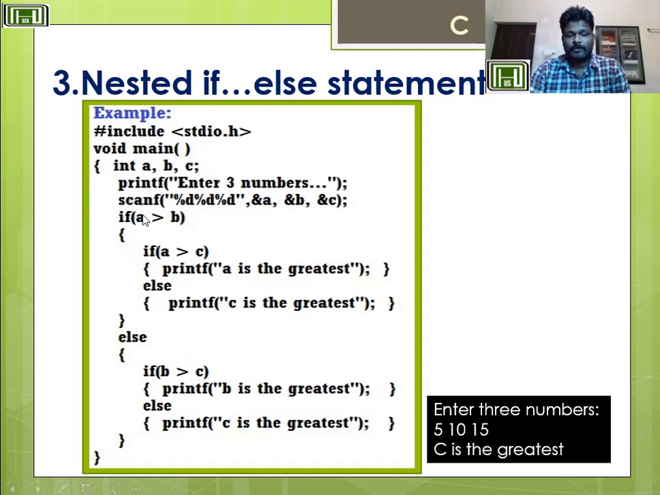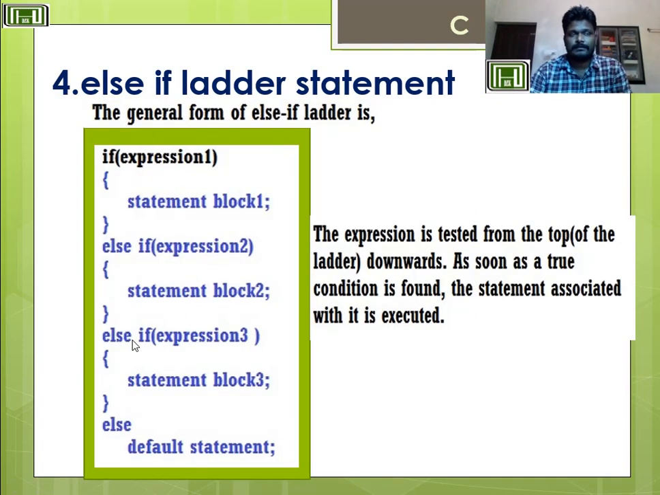The statement followed by if, the first if clause is executed if a condition is true, otherwise turn to the else statement block. Now moving to the last form, that is the fourth form of if statement, that is the else if ladder statement. The general form of else if ladder is: if expression 1, then statement of block 1 is executed, else if expression 2, then statement of block 2 is executed, and so on. Statement of block n is executed. Else if all the statements are false, then a default statement will be executed.